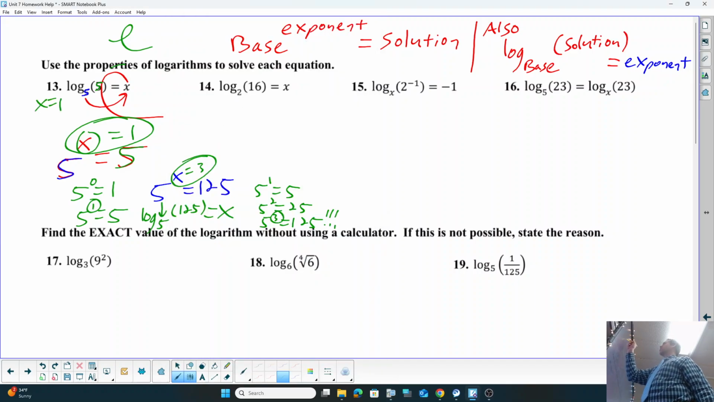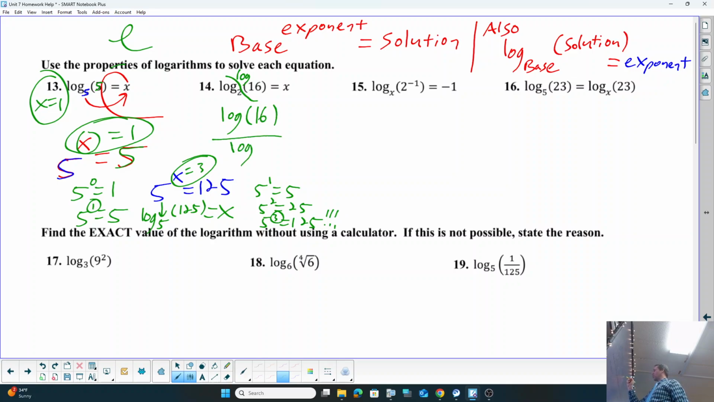So number 13, the answer is 1. Number 14, rewrite it and guess and check: 2 to what power is 16? Or plug it into your calculator, or use the change of base. You put a log in there, technically base 10 in your calculator, but that'll get you the same answer as log base 2 of 16 either way. Or you can write 2 to the x power equals 16 and guess and check. So three different ways to solve these.